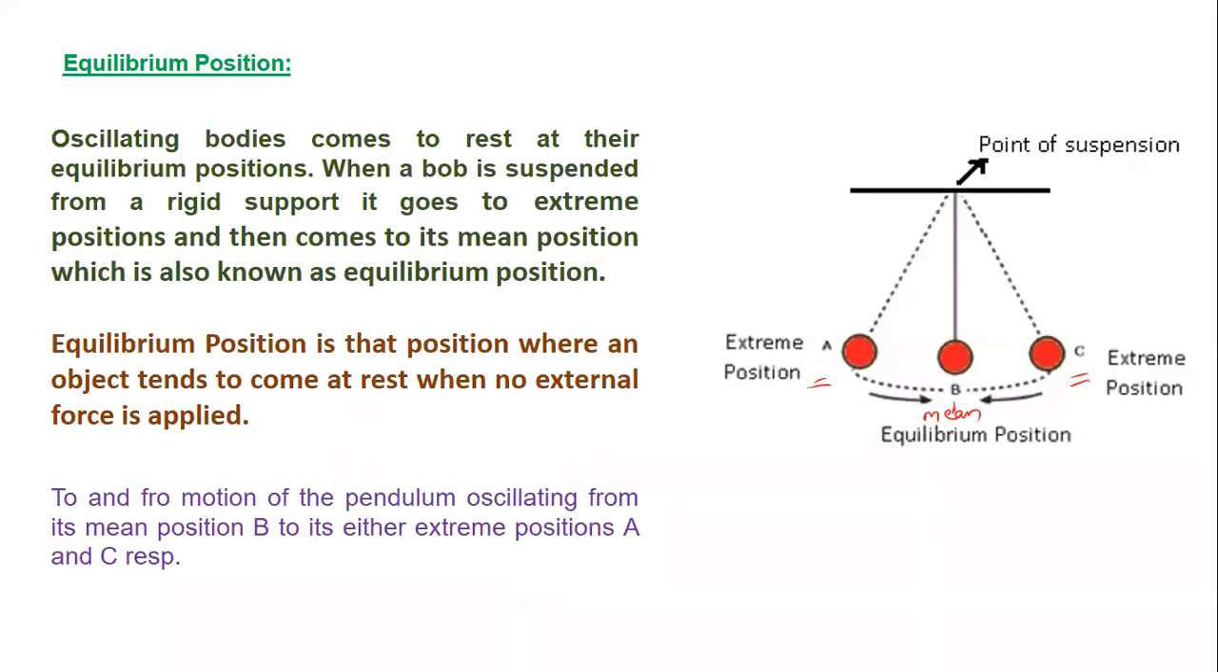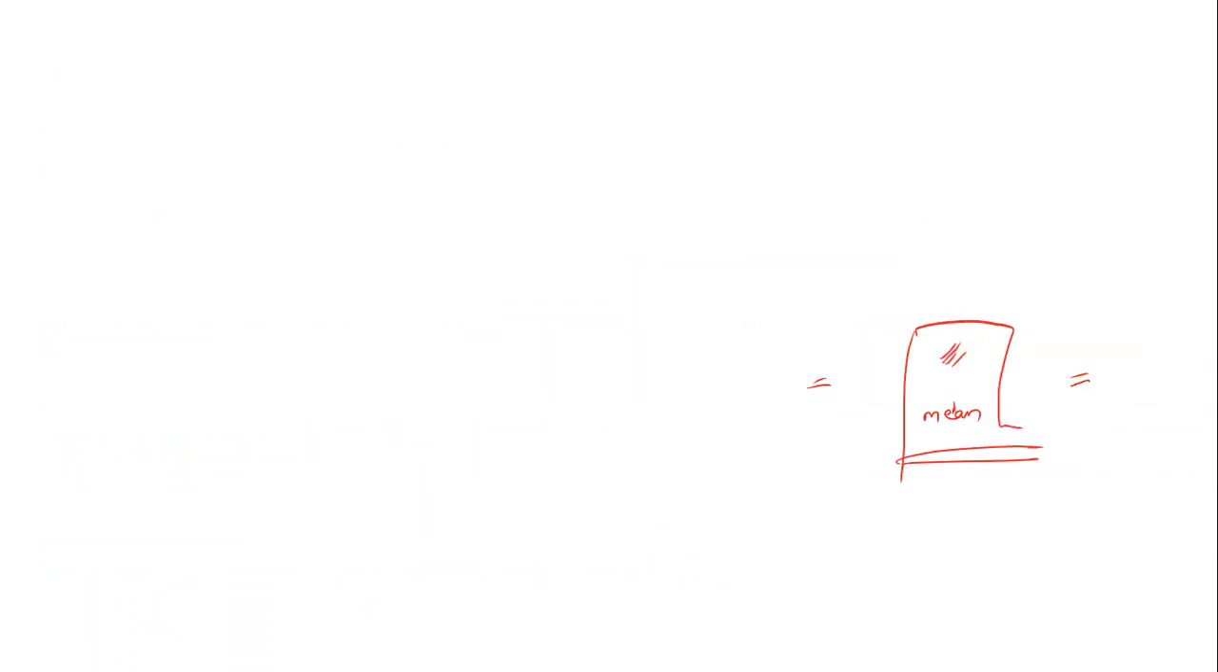Oscillating bodies come to rest at their equilibrium position when the bob is suspended from a rigid support. It goes to the extreme position and then again comes to the mean position, and this mean position is also called the equilibrium position. I hope you understood what is equilibrium position.